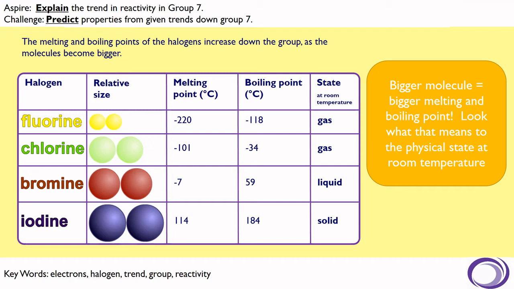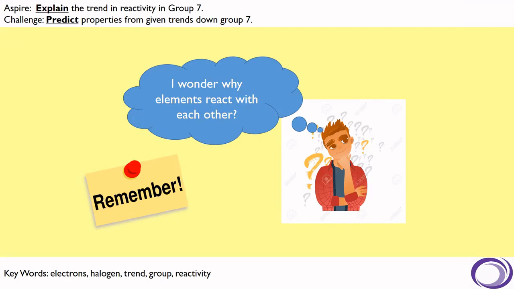Fluorine's like a pale yellow gas, chlorine's a pale green gas, bromine's like a brown orangey liquid, and iodine's a black solid that sublimes with purple fumes. It's actually quite beautiful to look at.